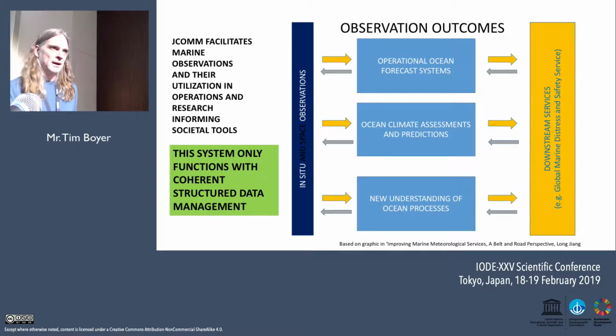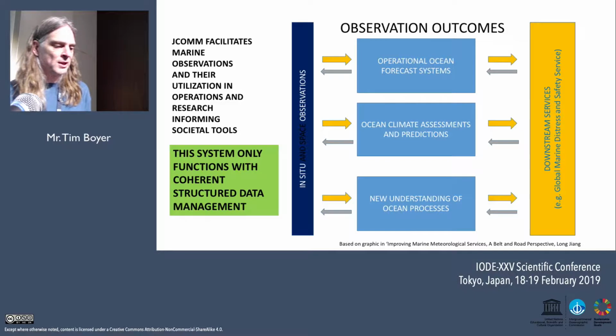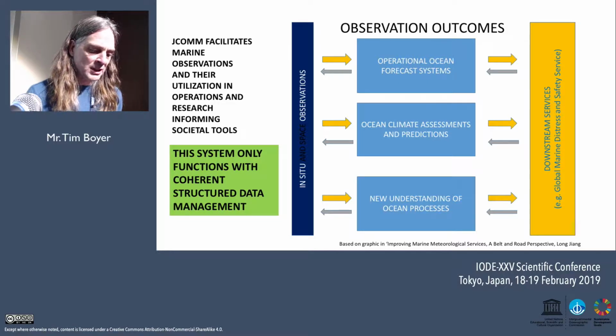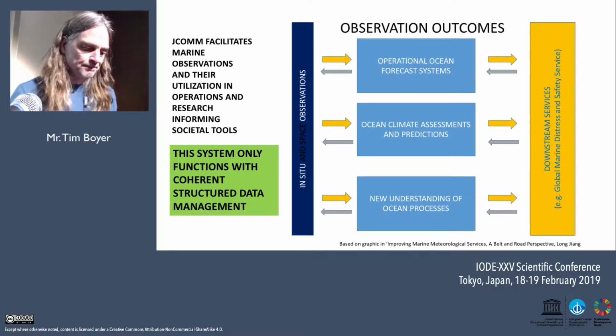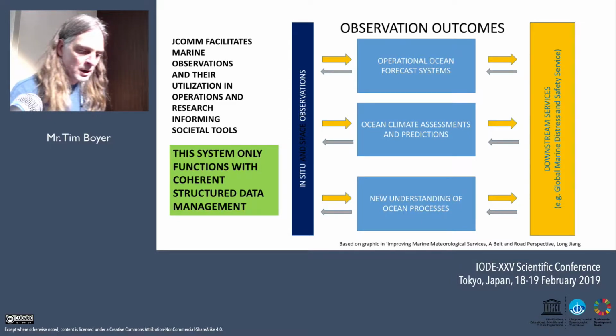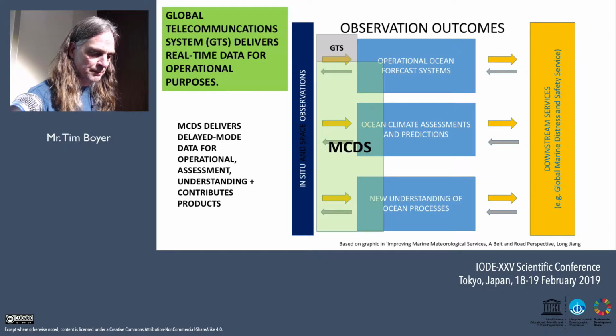So JCOMM, and Nadia just gave a very nice talk on JCOMM and how it's changing into the future to meet adapting needs. But JCOMM facilitates marine observations and their utilization in operations, in ocean climate assessments and prediction, and in new understanding of ocean process. So go from in situ observations through these intermediaries to get to the downstream services, such as the Global Marine Distress and Safety Service. So the system can only function with a coherent structured data management.